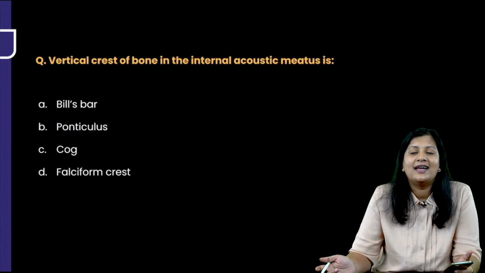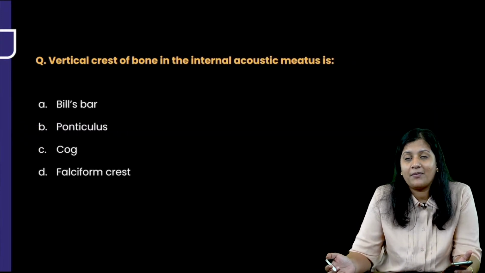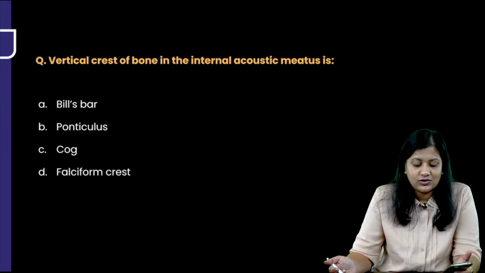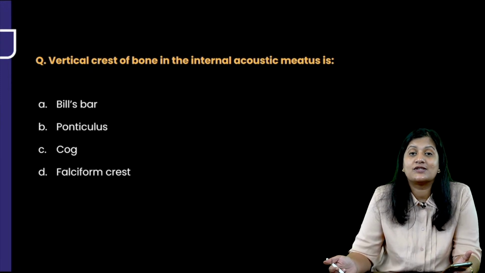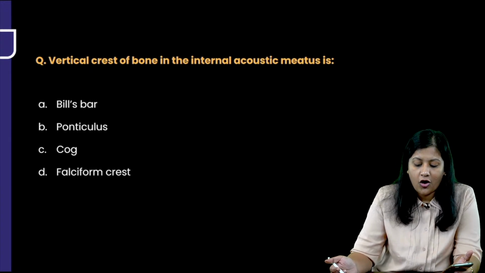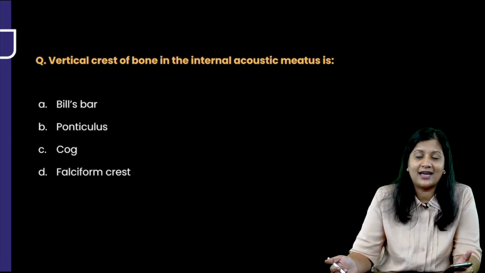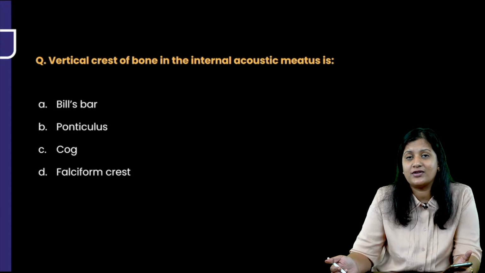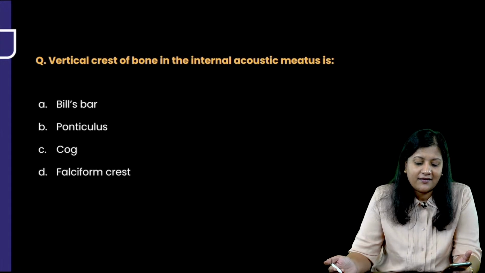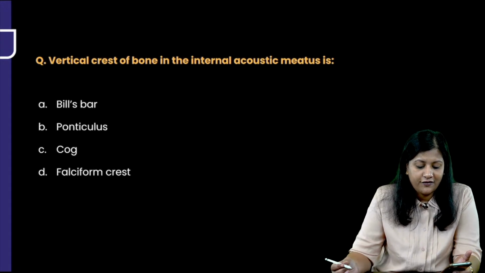Okay. So next, again a very simple repeat question which comes in your examination, but we tend to often forget this topic. Vertical crest of bone in the internal acoustic meatus is Bill's bar, ponticulus, cog or falciform crest? Again, this is a very easy question. If you've read internal auditory meatus anatomy, you should be able to answer it in a jiffy. Very good. All of you are absolutely right.